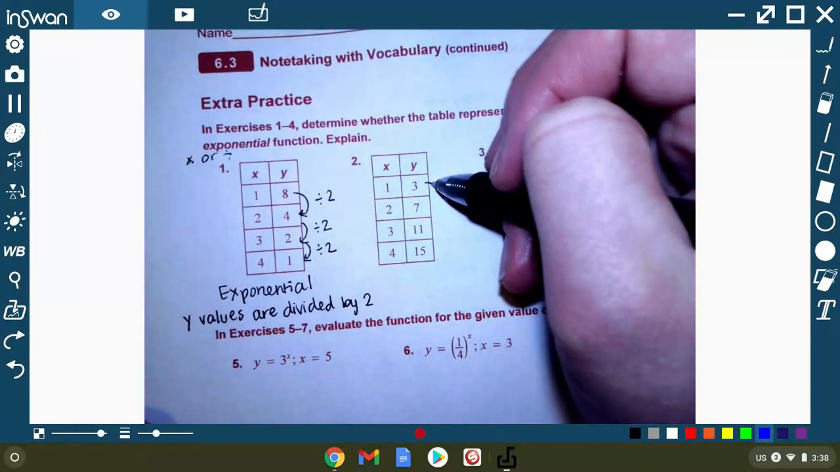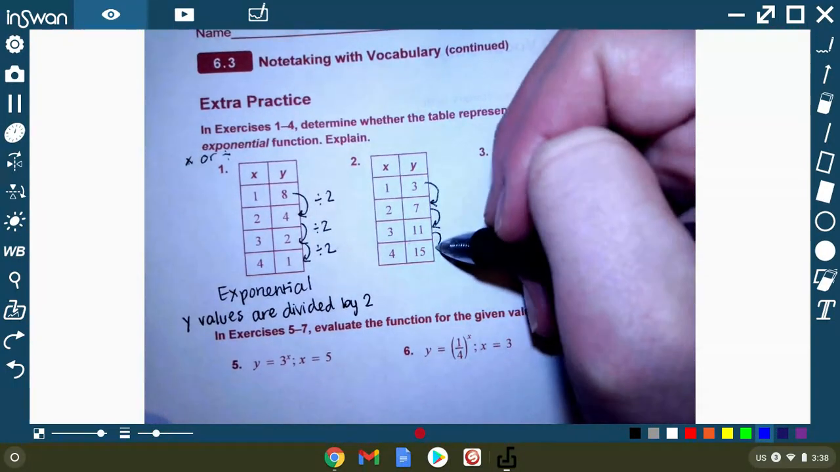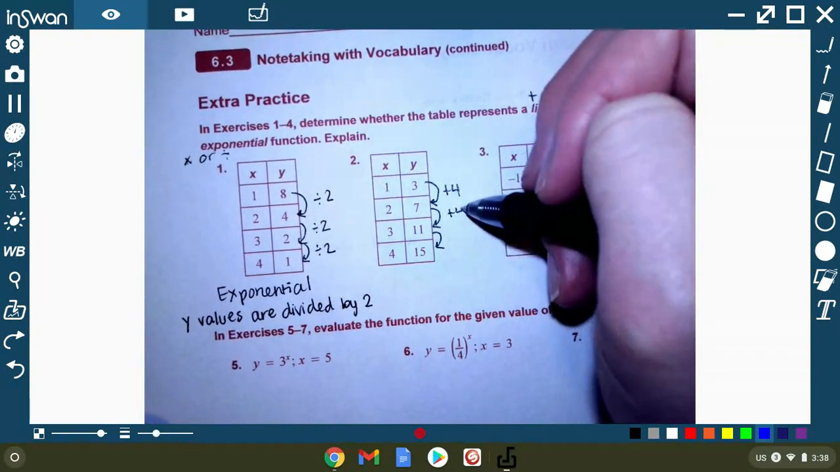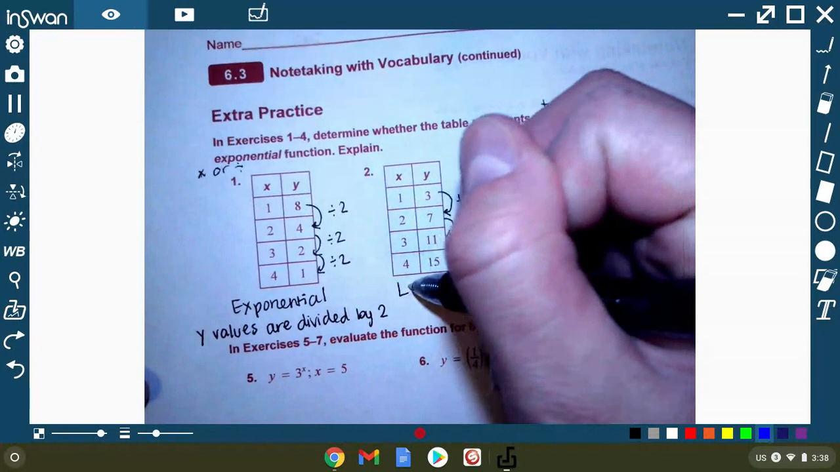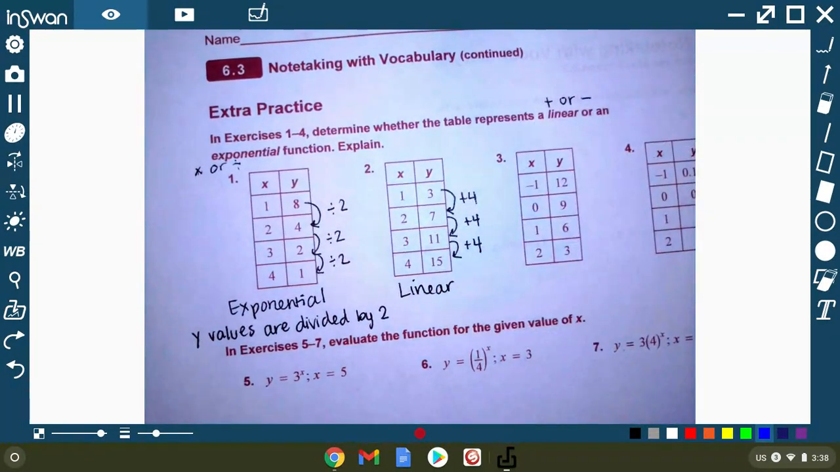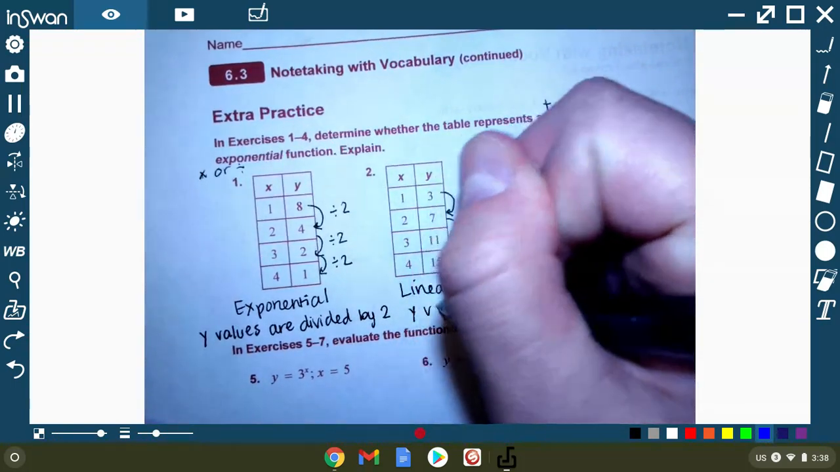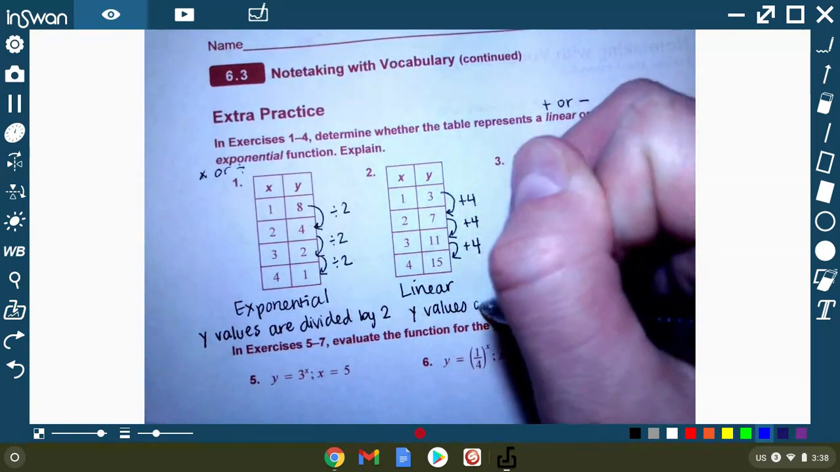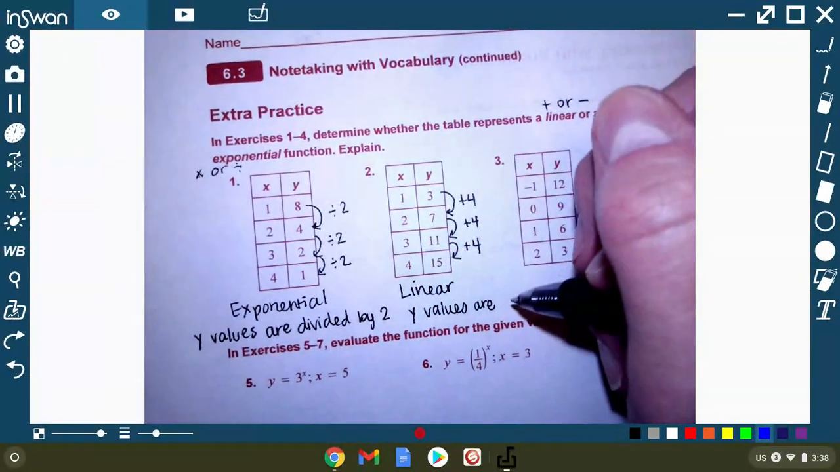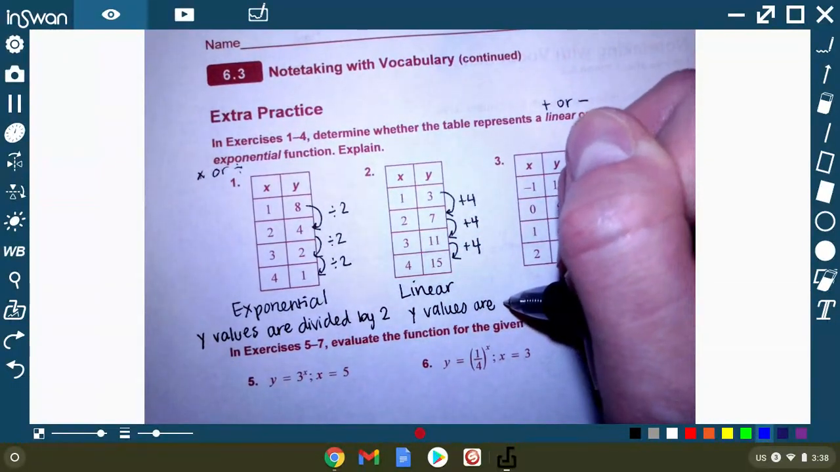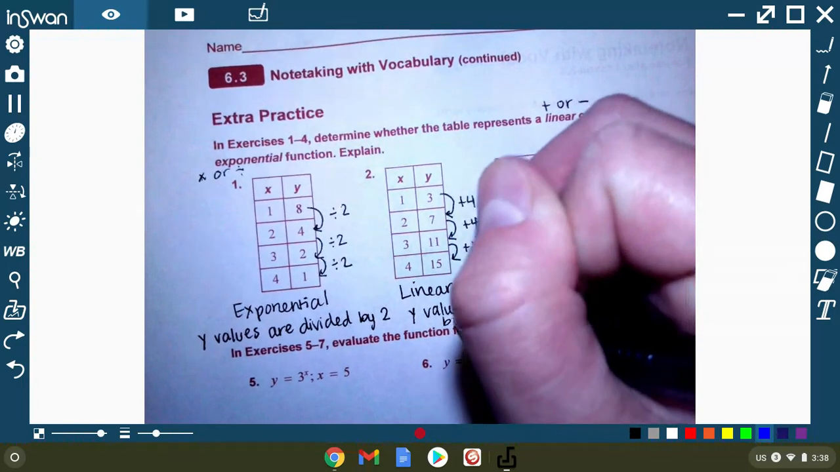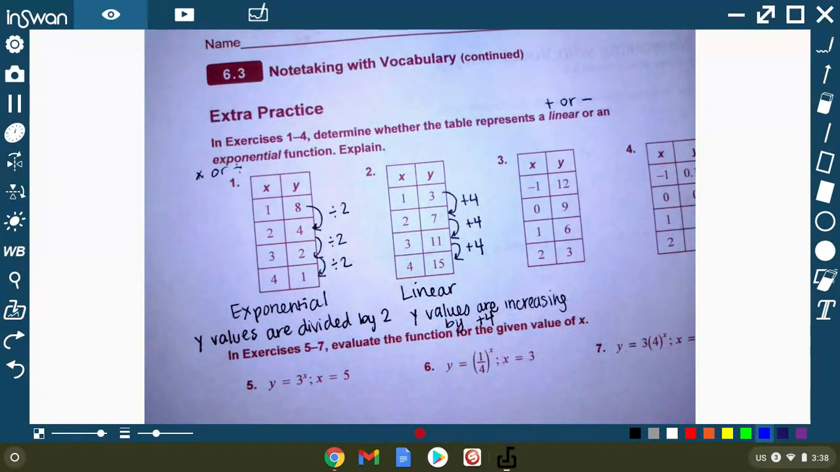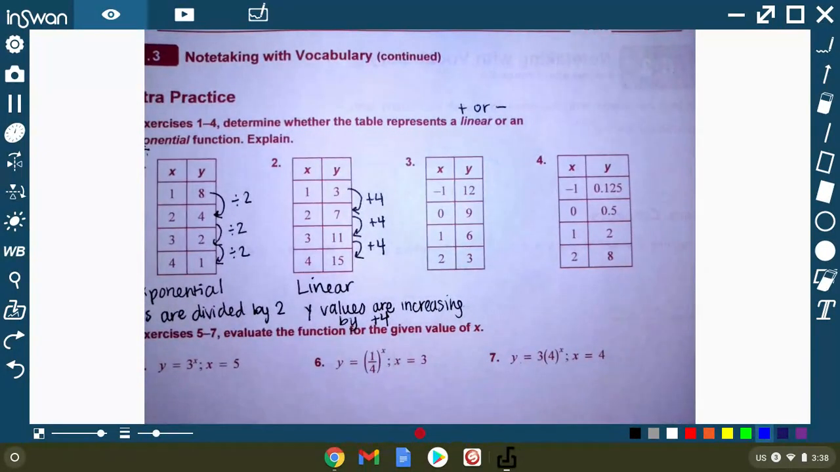So basically with these, you're kind of guessing and checking to see how the values are changing. So this is plus 4, plus 4, plus 4. So if these are changing by adding 4, then this is going to be a linear representation. And the reason why is the y values are increasing by 4 or adding by 4, whatever you want to put. Plus 4. All right, take a second, pause it here, try 3 and 4, see if you can figure these out. They're a little trickier, but then we'll talk about them together.